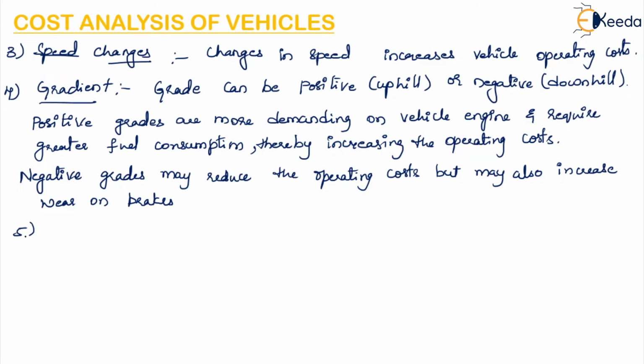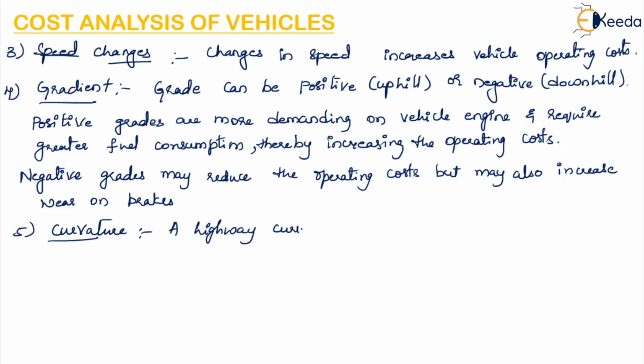Then the fifth parameter is the curvature. So a highway curve requires greater output of engine from a vehicle to counter the centrifugal force. So this combines with additional wear on the vehicle tire as well as leads to increase in operating costs. So if there are curves while you are traveling, then it will require more output from the engine, and also there will be wear on the vehicles, also increasing the operating cost. So curvature will lead to increased operating cost.